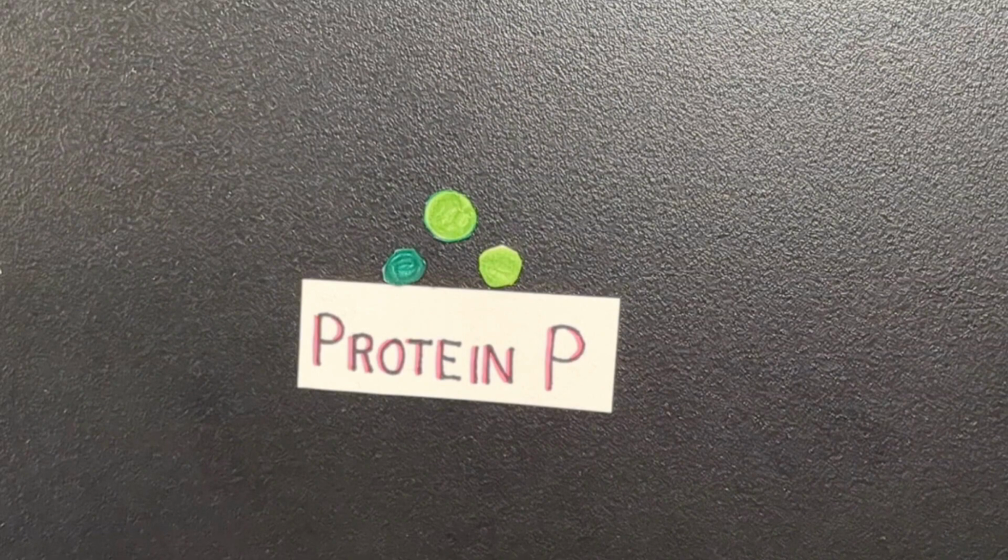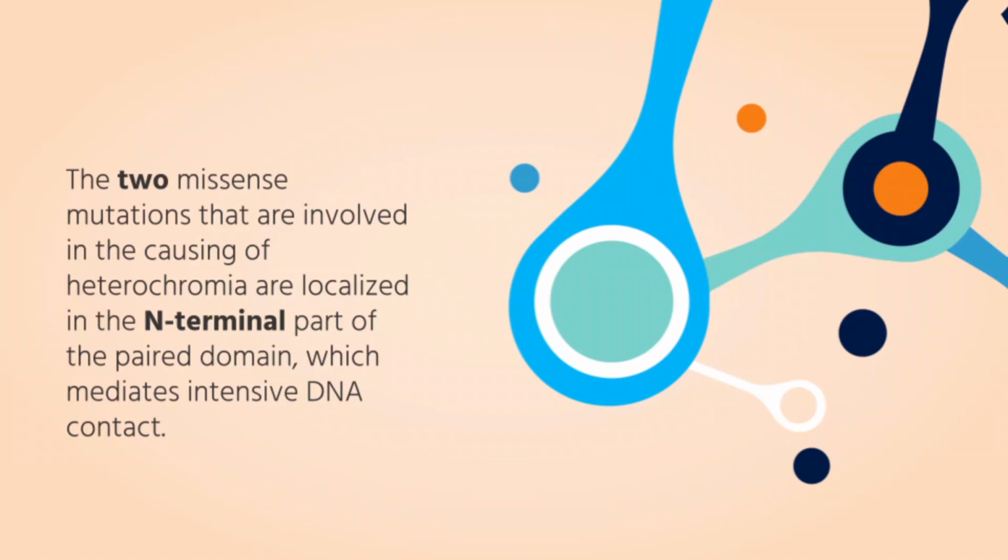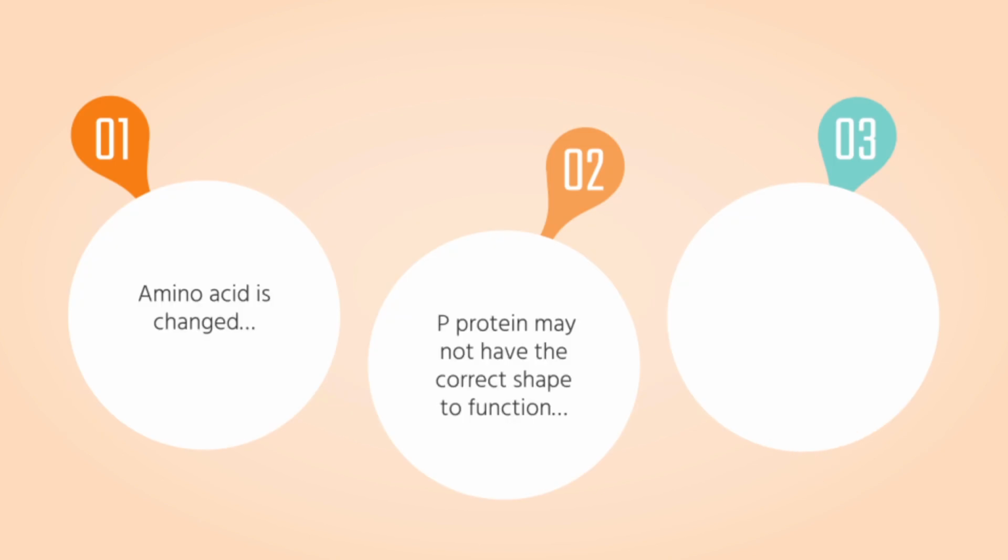The 2 missense mutations that are involved in causing heterochromia are localized in the N-terminal part of the paired domain, where the nucleotides pair together. This means an amino acid is exchanged for another, and the P protein may not have the correct shape to function, which leads to the difference in coloring of the iris.